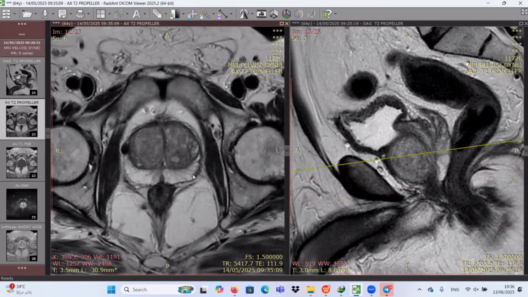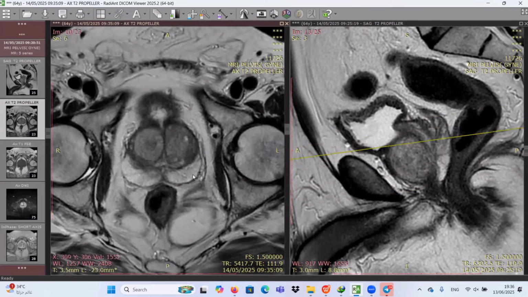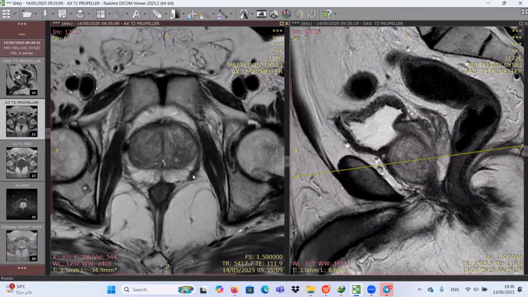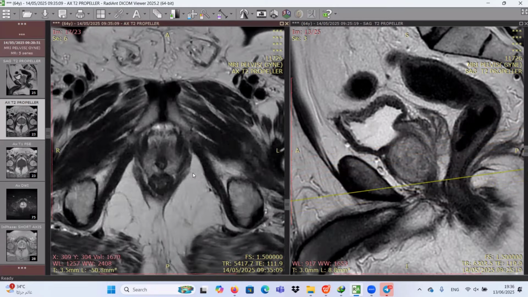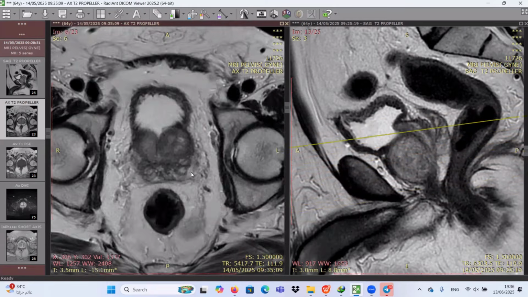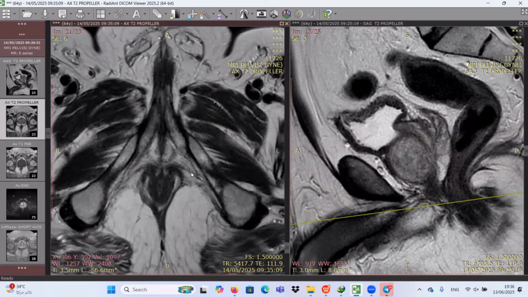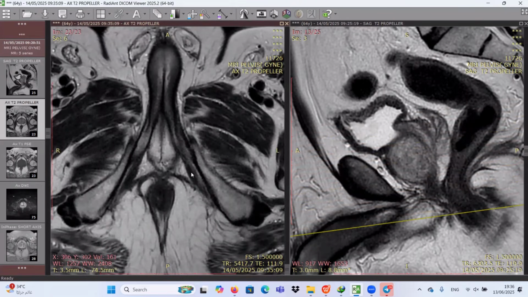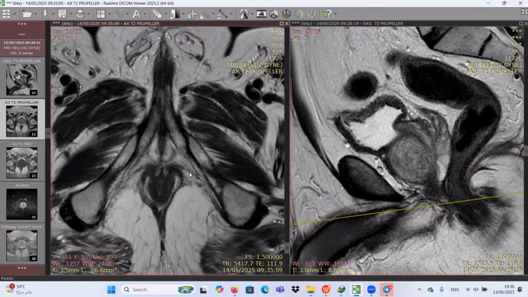So if we start to review, or if we start to report the prostate, we should localize the zonal anatomy of the prostate from the basal level to the apical level. Also, we should search for any perianal fistulas, any perianal collections.